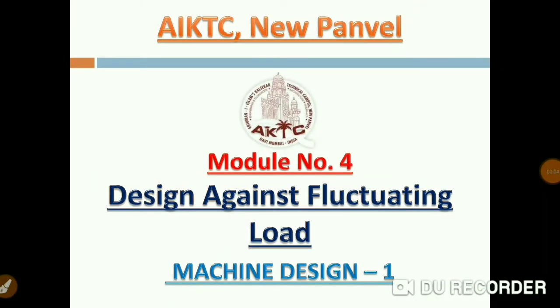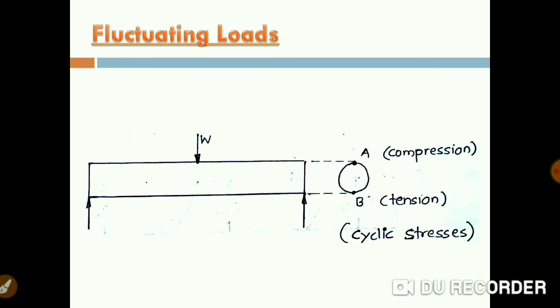Hello friends, today we will discuss design against fluctuating load. Consider a rotating beam of circular cross section and carrying a load W. This load induces stress in the beam which is cyclic in nature. A little consideration will show that the upper fiber of the beam at point A is under compressive stress and the lower fiber at point B will be under tension.